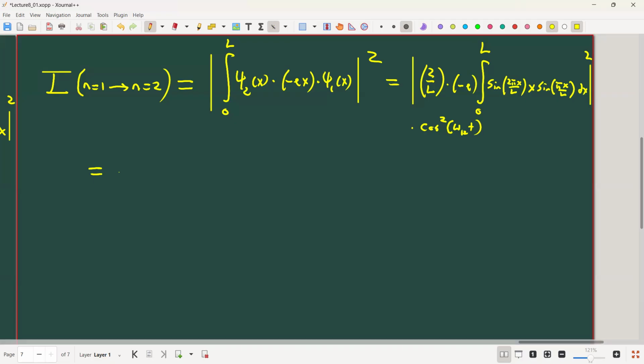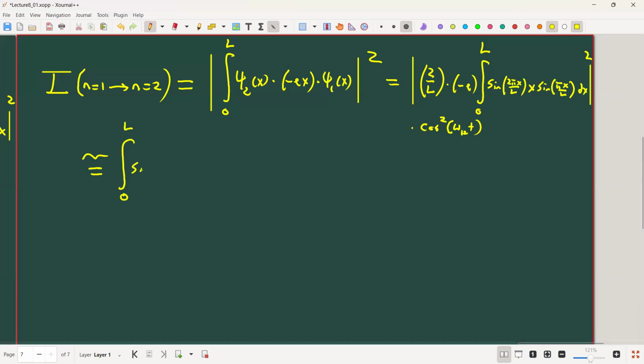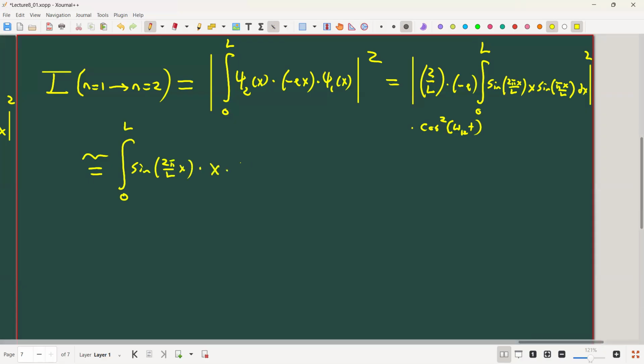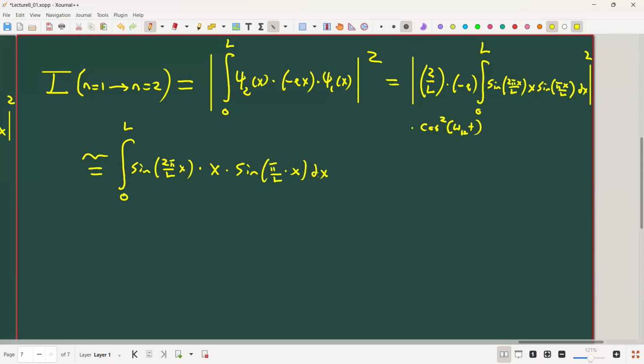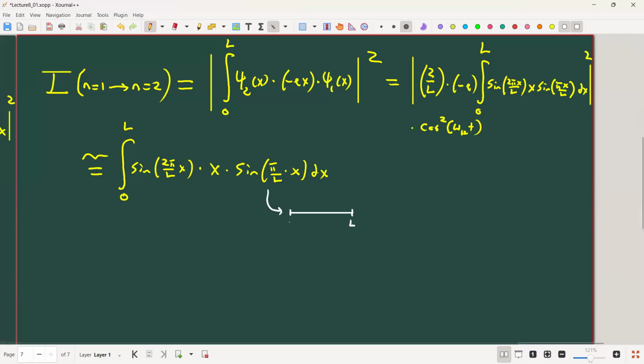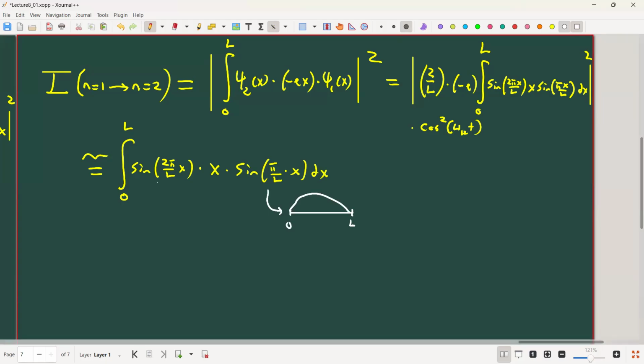So anyway, let's just look at this integral: 0 to L of sine 2 pi x over L times x times sine pi x over L dx. Let's think about the symmetry of these functions. This function from 0 to L looks like a half wavelength. This one looks like a full wavelength.